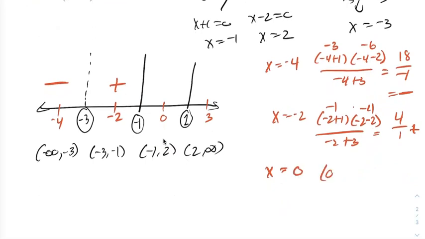That'll give me 0 plus 1, 0 minus 2, over 0 plus 3. So 1 times -2 over 3. So negative 2 over 3, that is a negative. And then lastly, we're going to plug in 3.